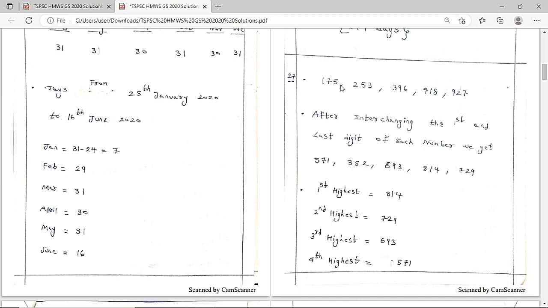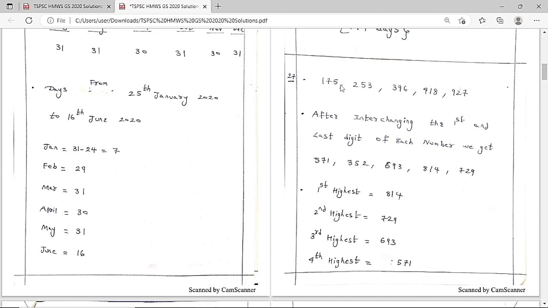So what we are going to get? 571. Interchange these 2 digits, we are going to get 352. Interchange these 2 digits, we are going to get 693. Interchange these two digits, we are going to get 814. Interchange these two digits, we are going to get 729. So this is what we are going to get. Whenever we interchange the first digit and the third digit of each and every item, then we are going to get this one.